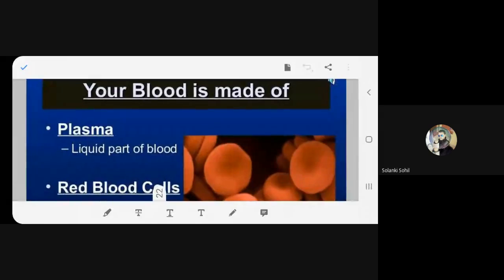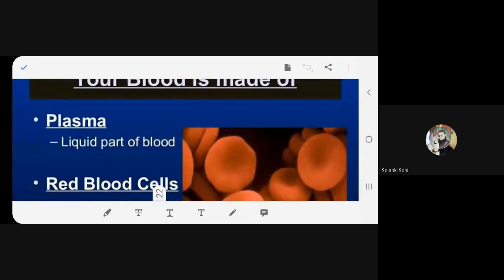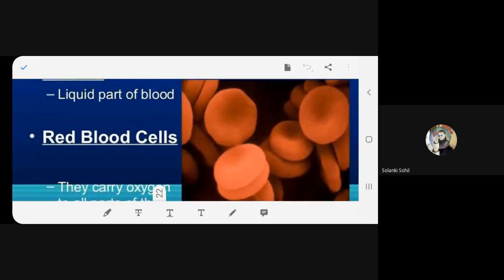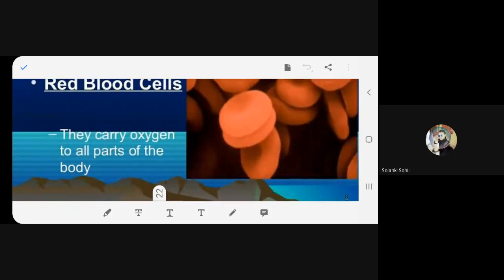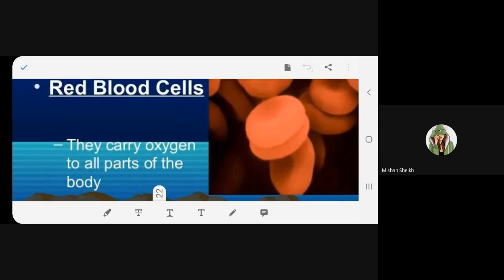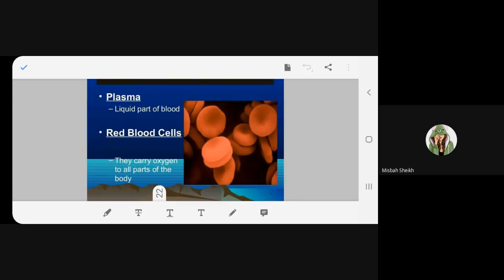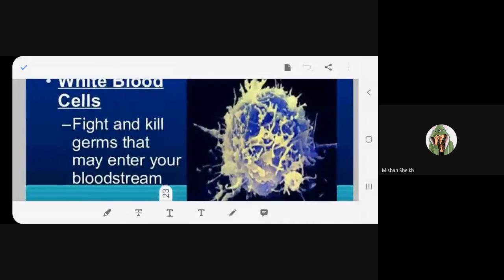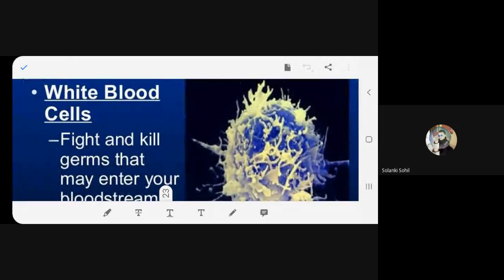So, your blood is made of what? Plasma. Now, what is plasma? Liquid part of blood. What are these ones? See, dish-like bodies. They are RBCs. What is the function of RBC? Read out, beta. They carry oxygen to all parts of the body. Understood nicely. Now we are doing part by part. See, RBC is over. Now we will come to WBC. What is the function, beta? Fight and kill germs that may enter your bloodstream.